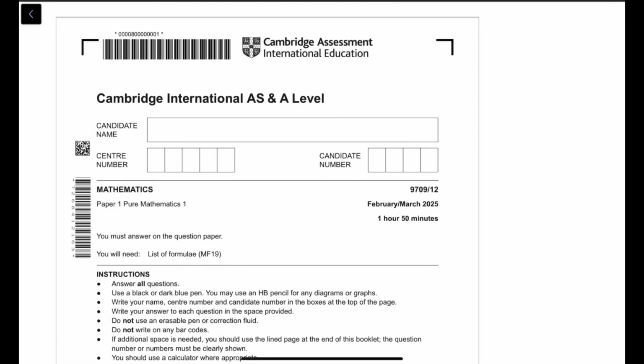Hi, so today we're going to be solving the CIE Mathematics 9709 February-March 2025 paper 12.